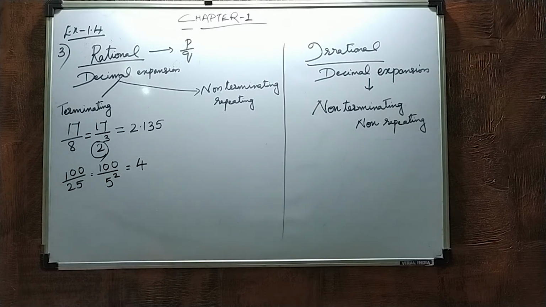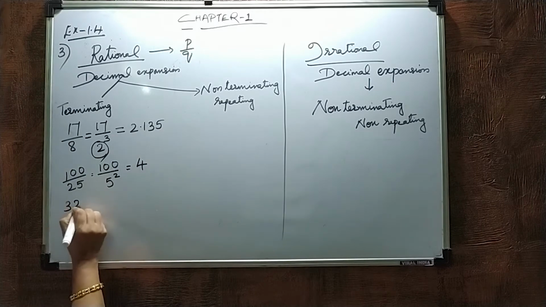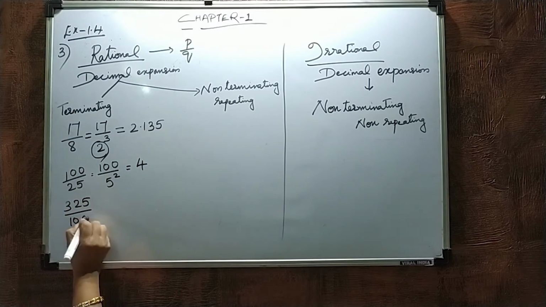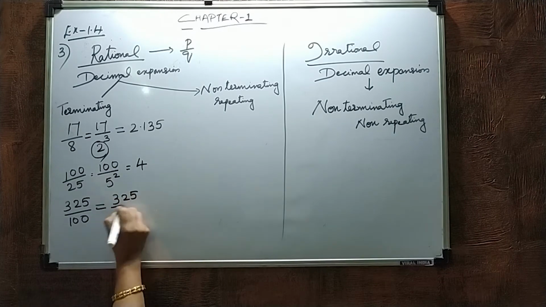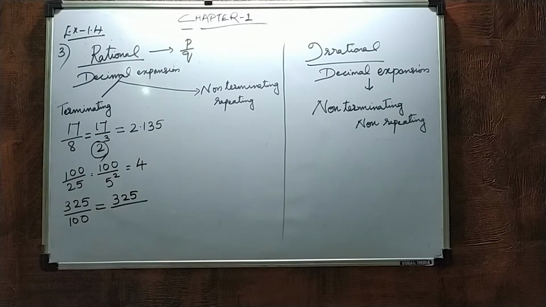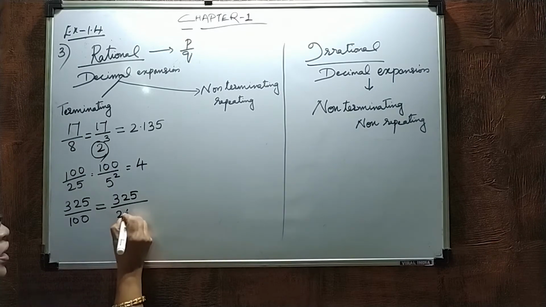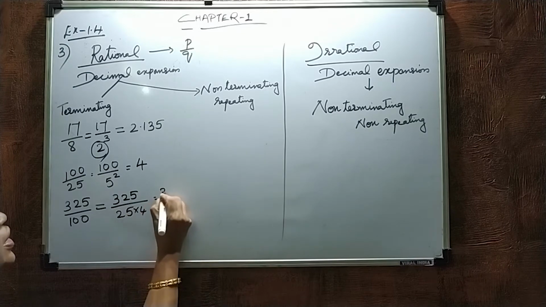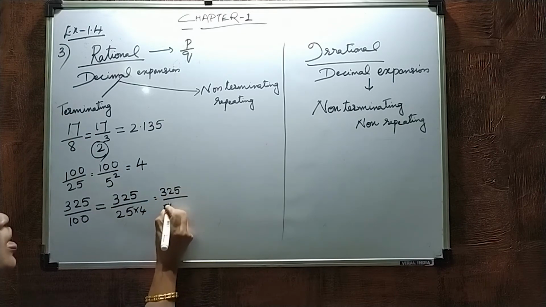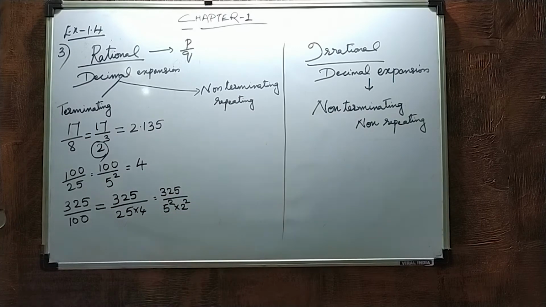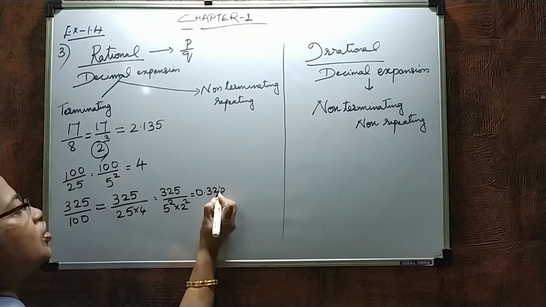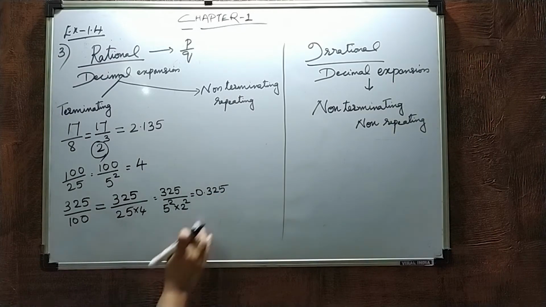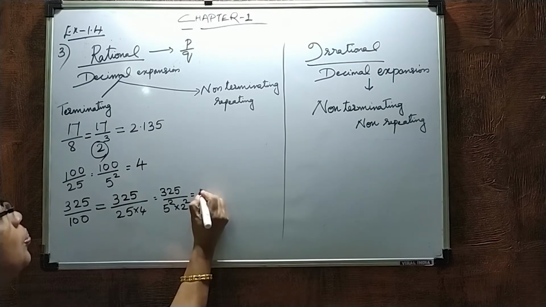Then one more example I will give you: 325 divided by 100. What about this one? You know the answer also. What do you think about the factors of Q? 100 is 25 into 4. This can be written as 325 by 5 square into 2 square. Right? And the answer is, sorry, it is not 0.325, it is 3.25.